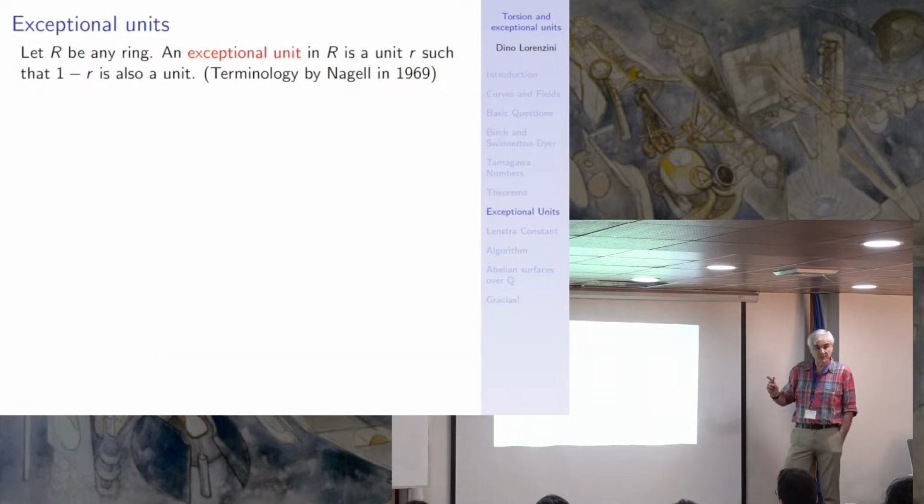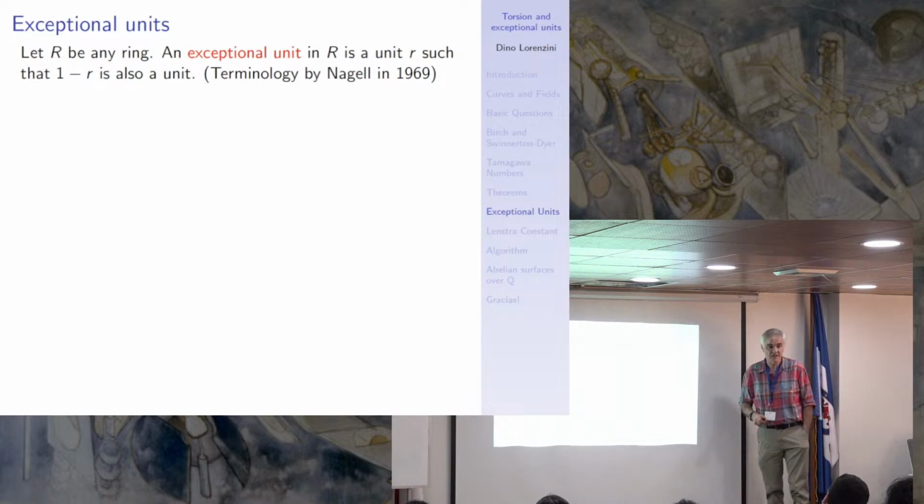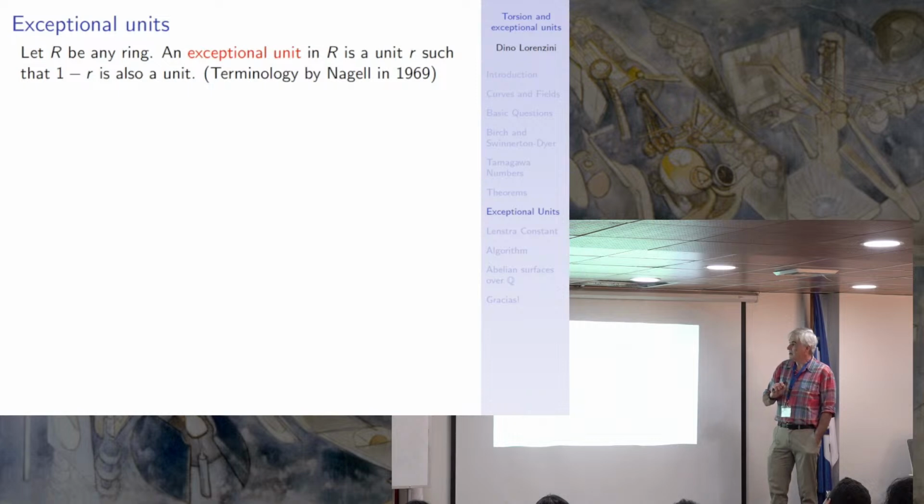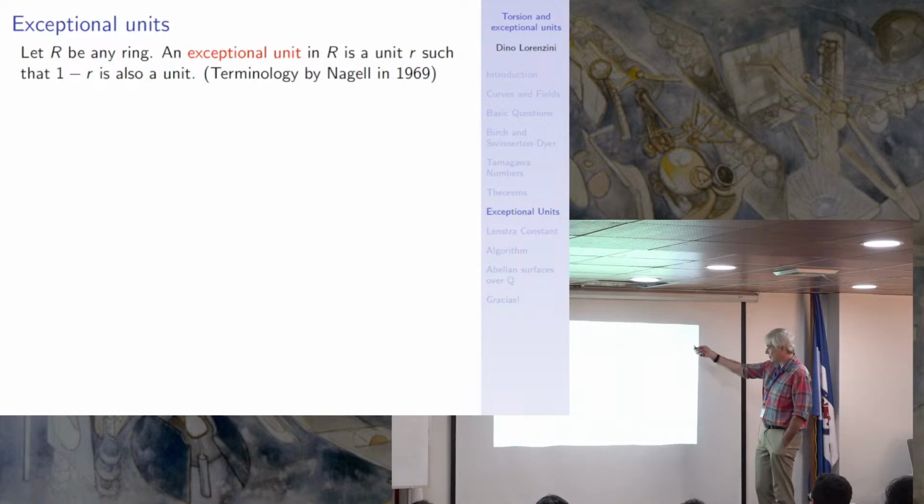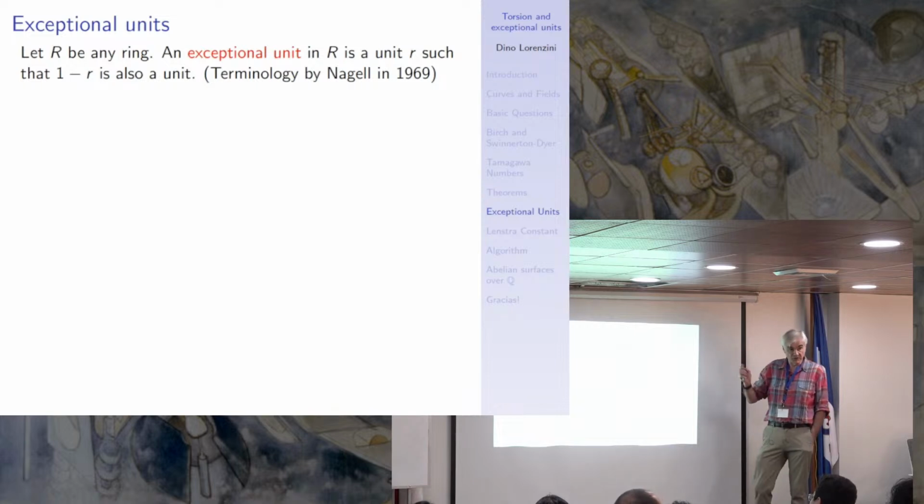All right, so to explain what's going on, in a sentence, the fields K where there are no divisibilities are very special, right? And to explain very special, I need to remind you of a few definitions. So if you have any ring, an exceptional unit in a ring is a unit r such that 1 minus r is also a unit. And that's a terminology that was created by Nagell in 1969, even though these objects were considered much, much earlier.